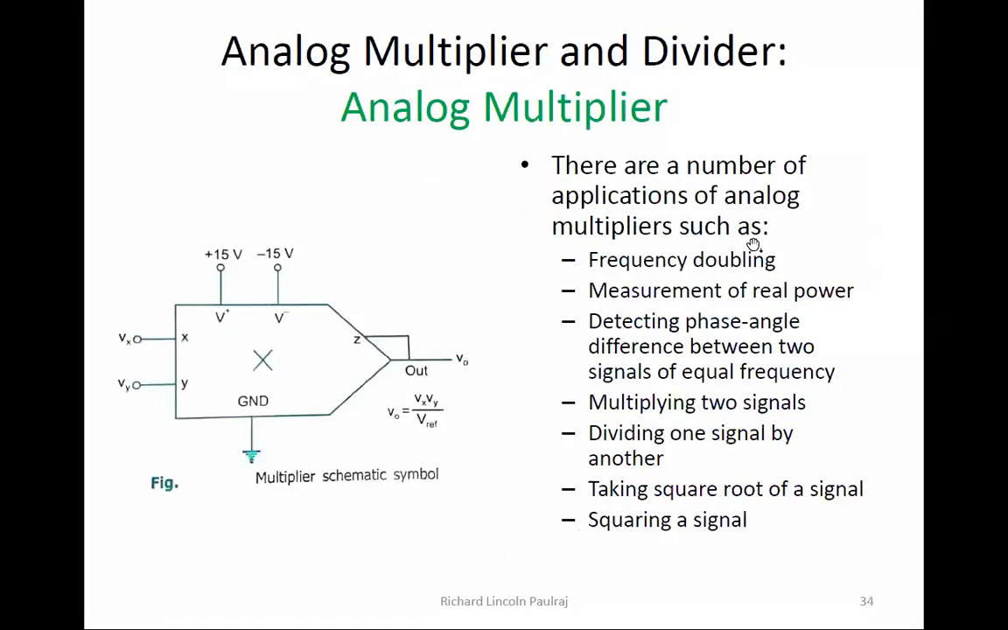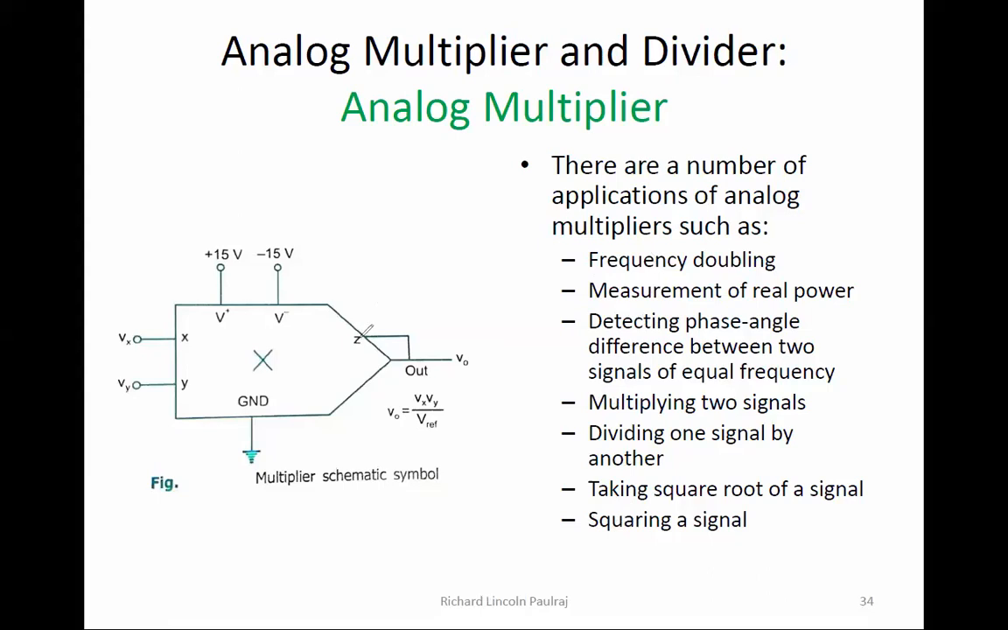So the next topic that we'll be looking into is analog multipliers and dividers. So this circuit can be utilized as an analog multiplier. And not only this, there are n number of applications, and I've just listed out quite a few of them, and we will be seeing one of the applications and how this actually works.